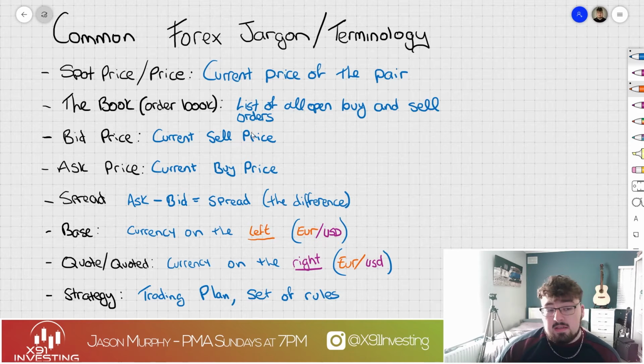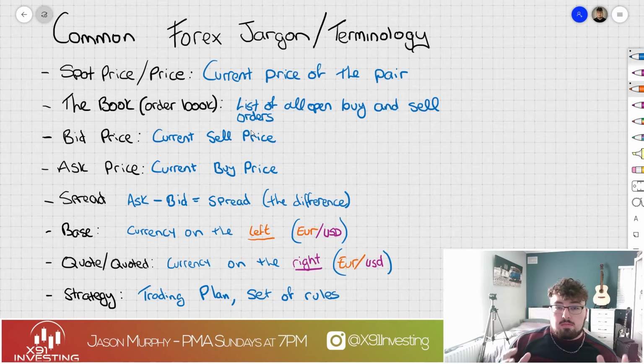Bid and the ask. So the bid price is the current sell price. I'll just read it and then I'll give my explanation. So it's the current sell price. When we look at any chart, the price we're seeing is the bid price. Because in history, before shorting was even a thing, everything was about riding the wave going up, just taking the momentum and making profit off that.